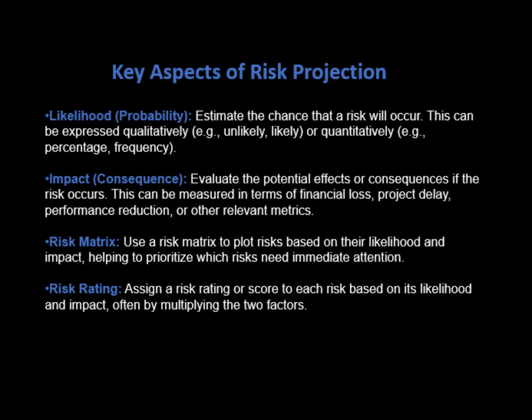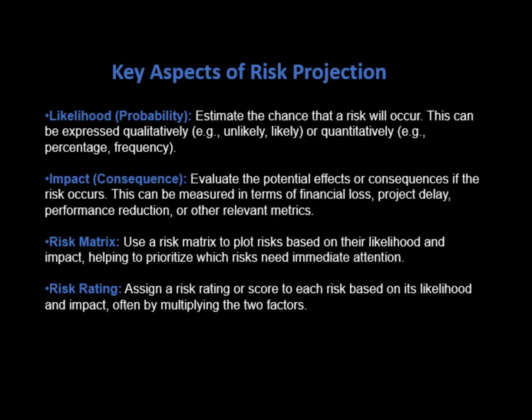Key aspects of risk projection: likelihood or probability. Estimate the chance that a risk will occur. This can be expressed qualitatively, for example unlikely or likely, or quantitatively, for example percentage or frequency. Impact or consequences: evaluate the potential effects or consequences if the risk occurs. This can be measured in terms of financial loss, project delay, performance reductions, or other relevant metrics.